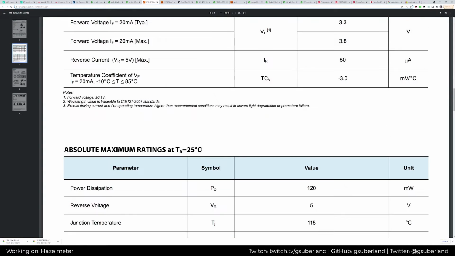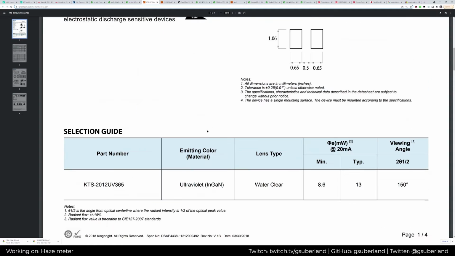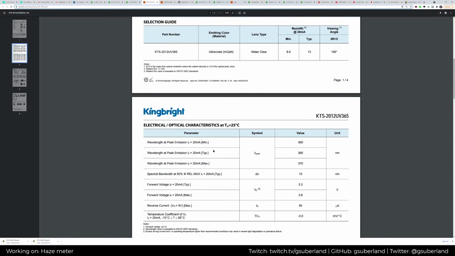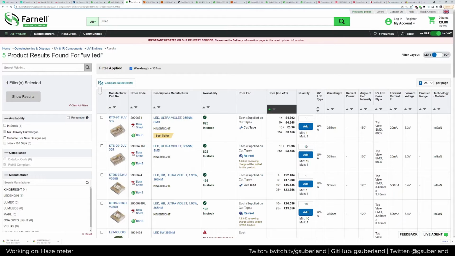Okay. So that's at least the UVA side sorted.